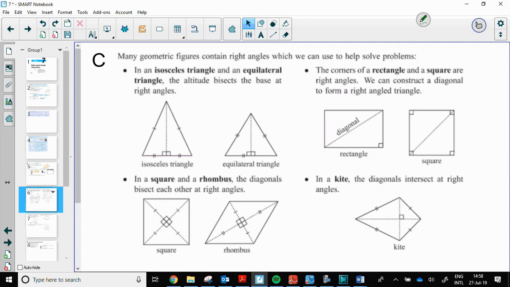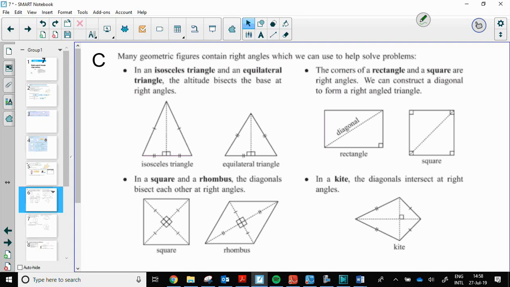Okay, section C is about problem solving with various geometrical shapes. You should be generally familiar with special types of triangles and special types of quadrilaterals and know what all of their properties are. Like in a square and a rhombus, we have diagonals that bisect each other and are perpendicular to each other. That's really important. We don't get that in a rectangle, and we don't get that in a parallelogram.